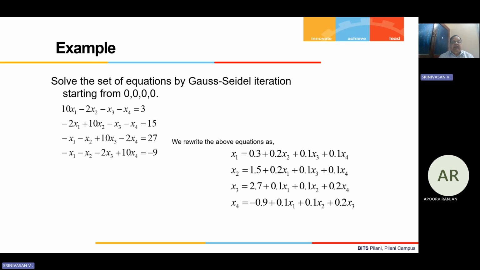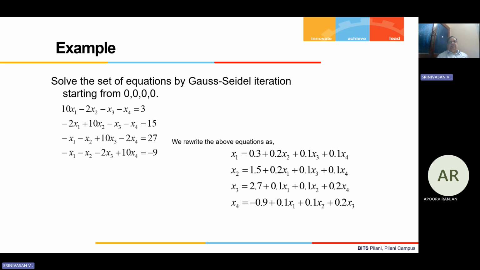That is because you are dividing by 10. And before that, you have to check that your coefficient matrix is strictly diagonally dominant. So take absolute values: 10 is greater than 2 plus 1 plus 1. Next, 10 is greater than 1 plus 1 plus 2. Again, 10 is greater than 1 plus 1 plus 1, 2. Therefore, your coefficient matrix is strictly diagonally dominant.